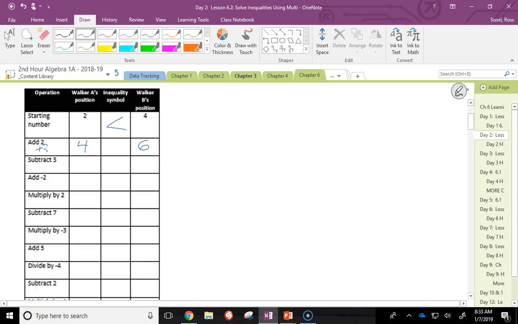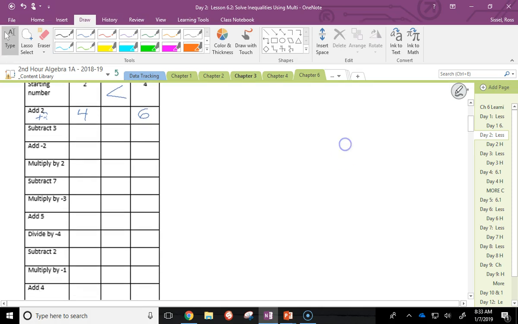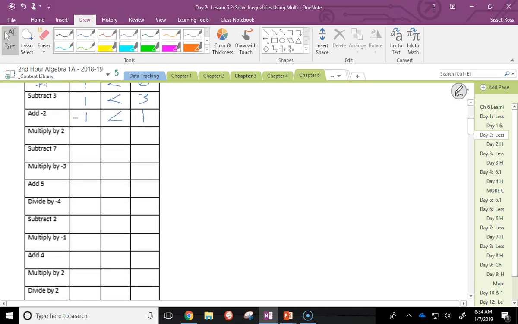What would be my new inequality symbol? Go ahead and say it out loud. We're going to keep going. We're going to do this kind of quick so we don't waste too much time. If we subtract 3 from both sides, we get 1 and 3. Inequality would be? Stays the same. Still last thing. If we're going to add negative 2, which means we're subtracting 2, I'd have negative 1, 1. Inequality sign? Stays the same. We're going to multiply by 2.